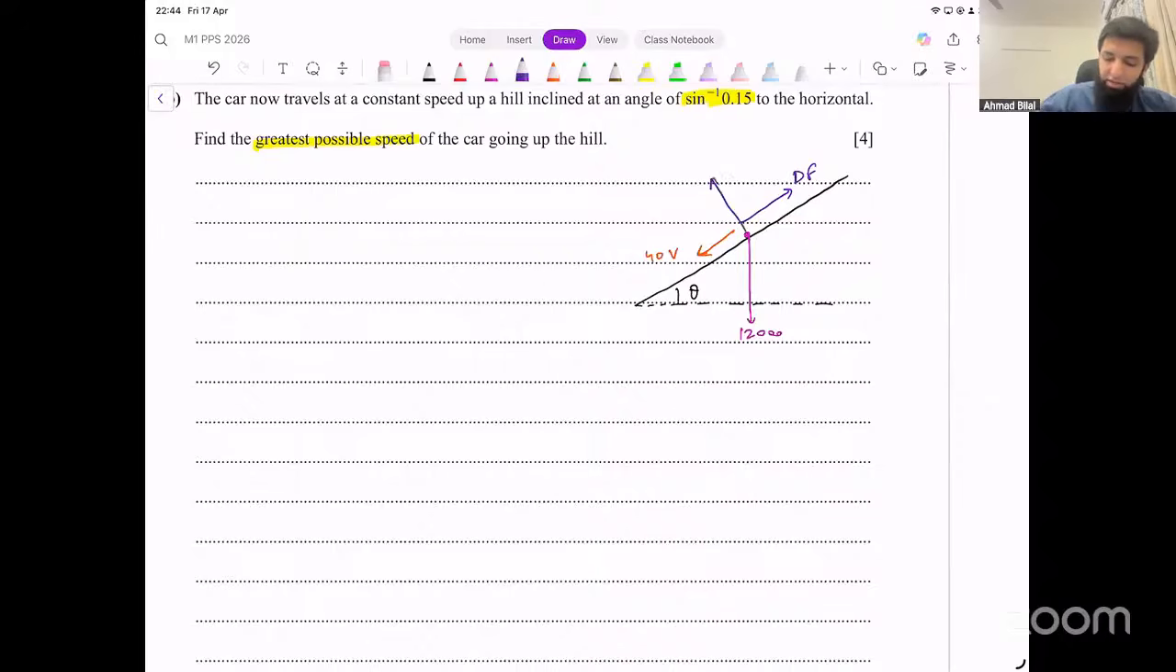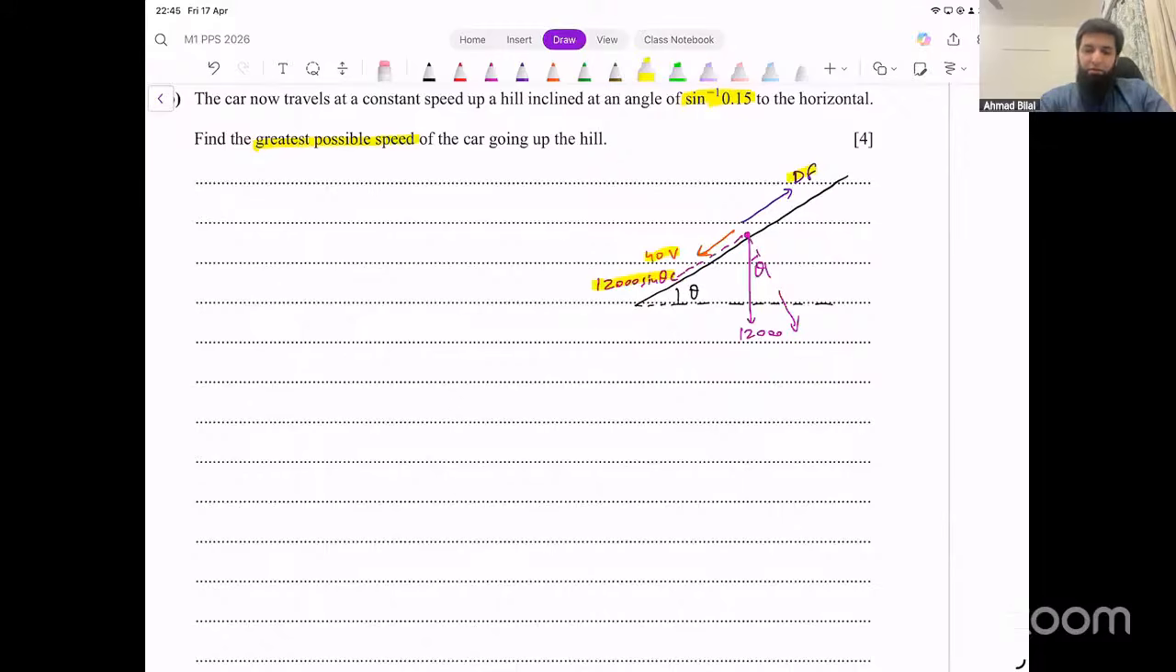What else? There's normal reaction, yes, but we don't need that because there's no friction involved, so we can ignore that. Weight components, there's going to be one component acting in this direction, but we don't need that. The other component is going to act down the plane. That will be 12,000 sine theta. Now along the surface, we've got these forces acting, driving force, 40V and 12,000 sine theta.